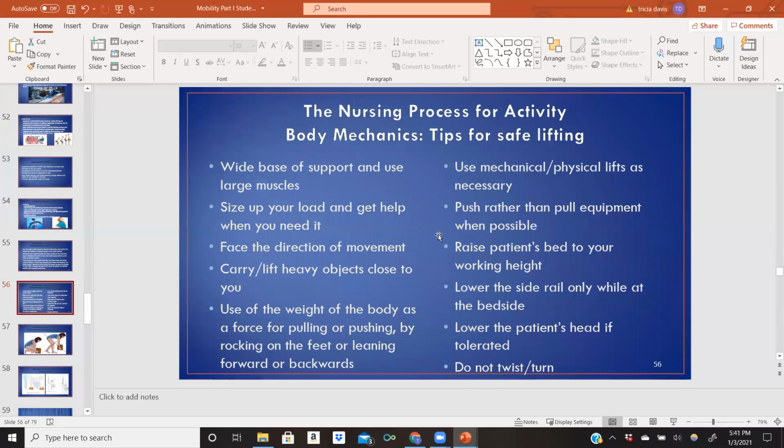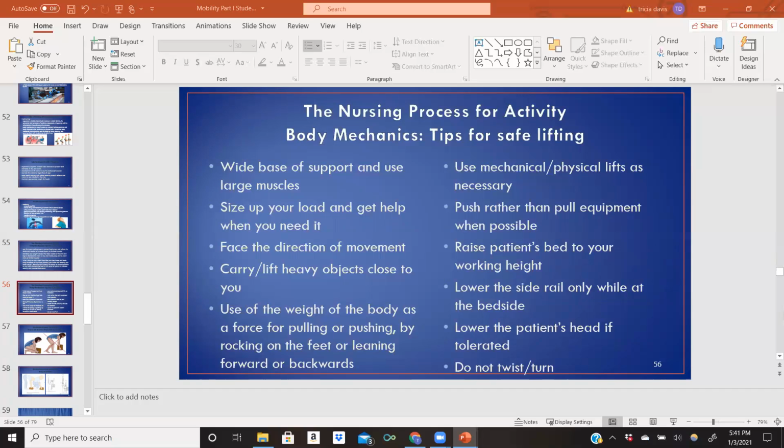All right, so more tips. You want to have wide bases of support and use your large muscles. Size up your load and get help if you need it. Don't ever be afraid to ask for help. Face the direction of the movement. Carry and lift those heavy objects close to you. Use the weight of the body as a force for pulling and pushing by rocking on your feet or leaning forwards and backwards. Use mechanical physical lifts as necessary. Push rather than pull equipment.